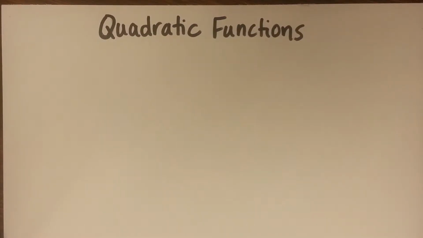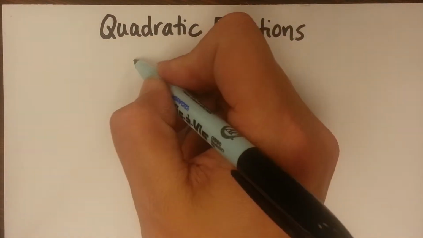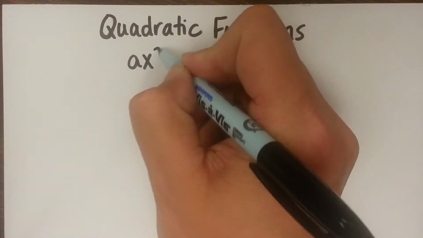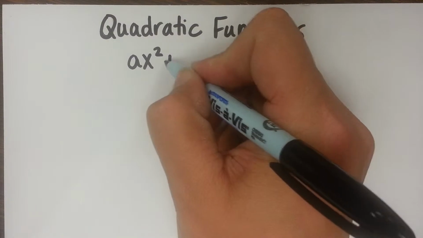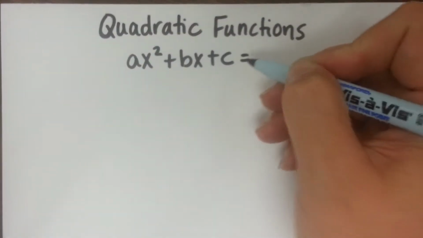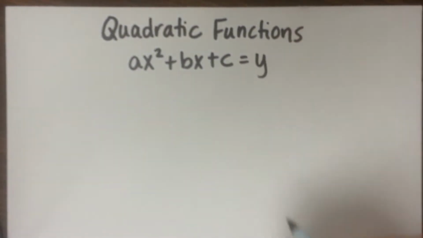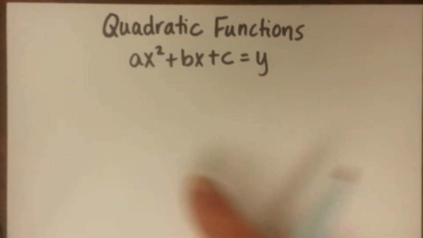In this video we are looking at quadratic functions. Quadratic functions are the type that have an equation in the form of ax squared plus bx plus c, and that's generally either set equal to y or set equal to 0. So for now we'll say it's set equal to y. In a little bit we may have some set equal to 0.